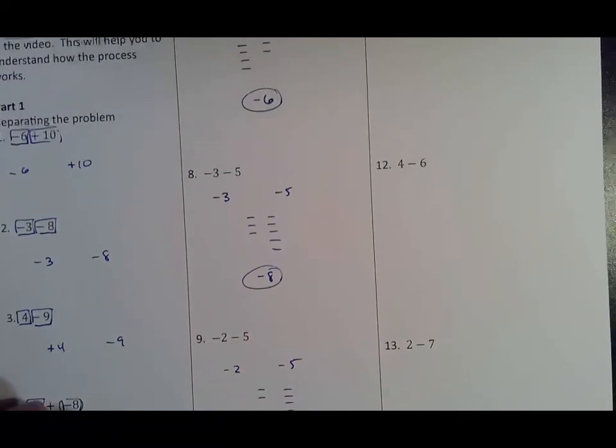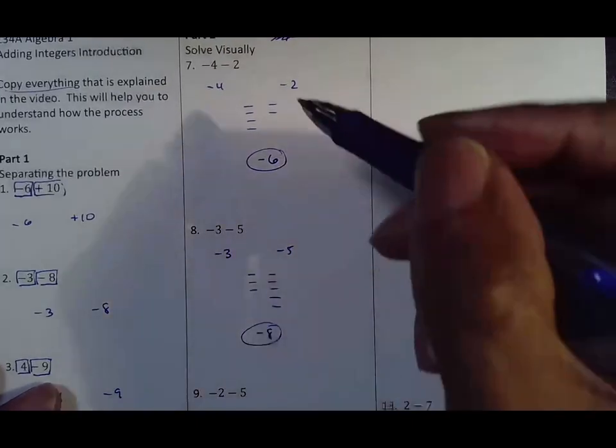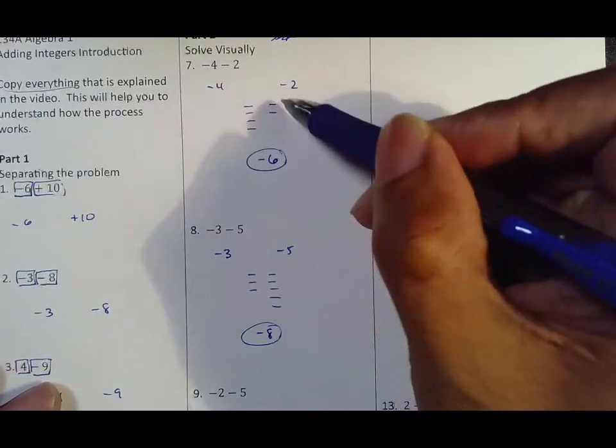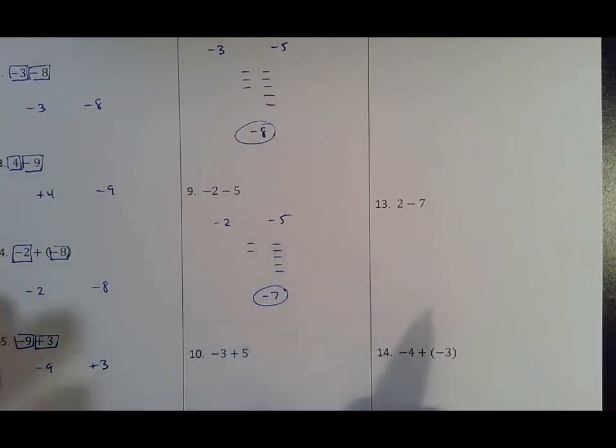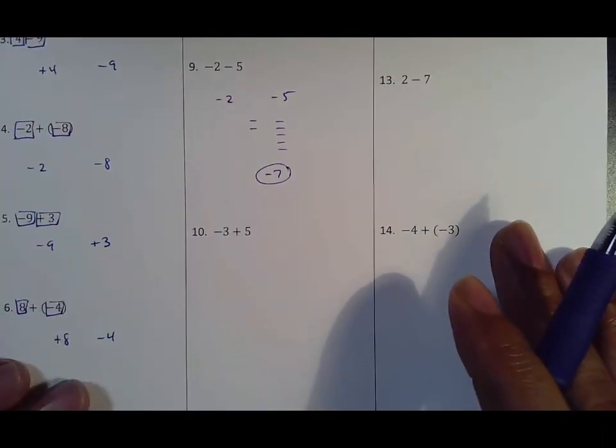In all those problems, the signs were the same. So logically, what you want to notice is if they were all negatives, we just put them together. But once the signs change, something else happens.